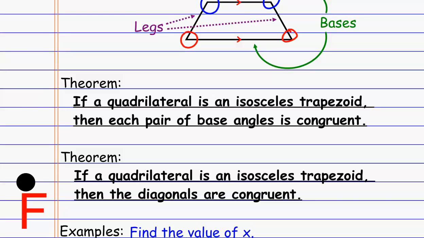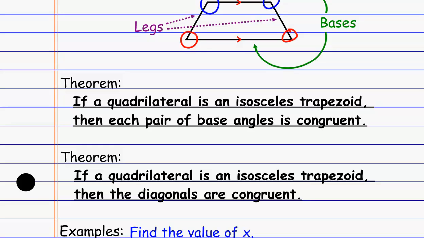When you think about the word isosceles, an isosceles triangle is when the legs are the same. And the same thing is true for a trapezoid. An isosceles trapezoid is when the legs are congruent. So if a quadrilateral is an isosceles trapezoid, then each pair of base angles is congruent. And again, we have two sets of base angles, so we're going to have two separate sets of congruent angles if we're dealing with an isosceles trapezoid. The two angles that share a base are congruent, and that's true for the other base as well.